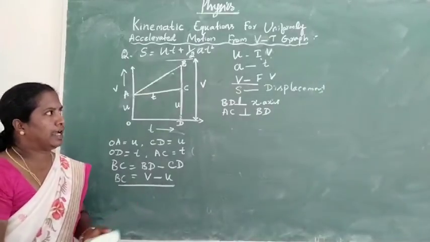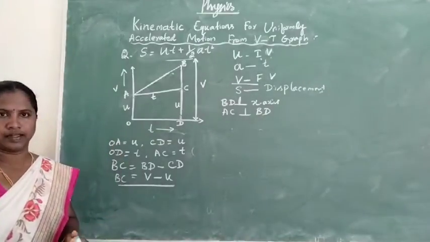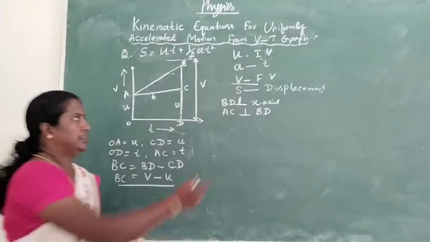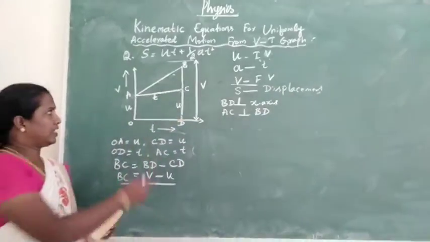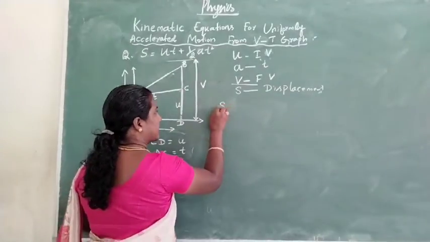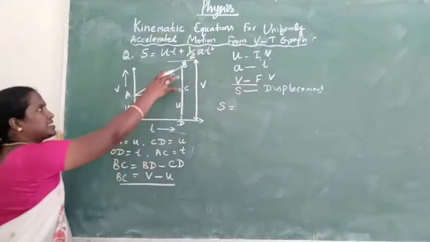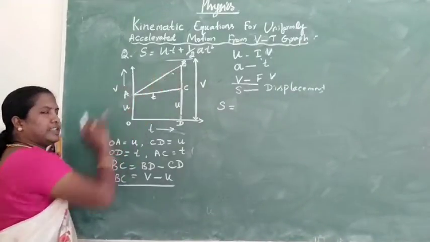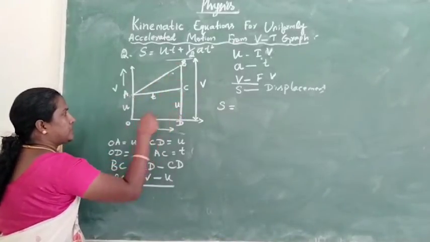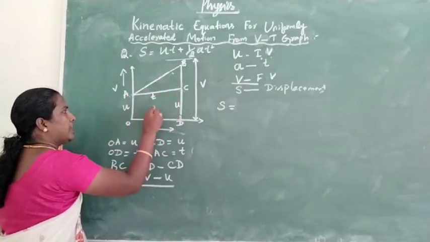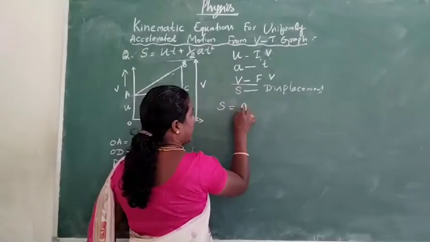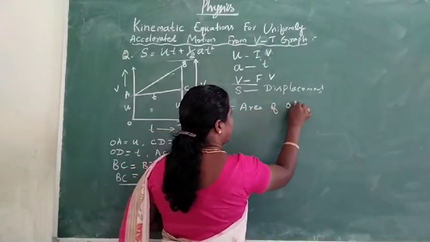Now, as we know the significance of the velocity time graph, the area under the velocity time graph gives the displacement of that object. So here what is the area? Therefore displacement S is equal to the area. Here AB is a line on the velocity time graph. So under this velocity time graph, what is the area? See, the area of OABD gives the displacement of the object. So I can write displacement S is equal to the area of OABD.